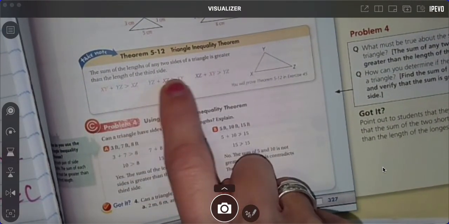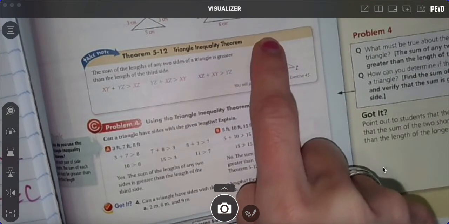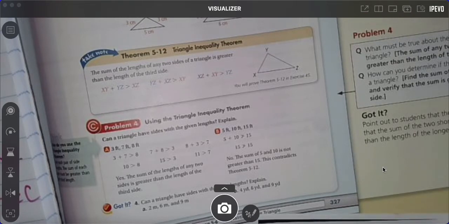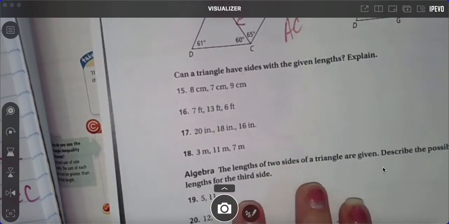It's a whole lot of information, but it just means no matter which two sides I pick, if I add them together, they always have to be bigger than the other side because you've combined two things together. Okay? So that's what we're going to have to do. We're going to have to do this 3 times. I'm going to have to group my numbers 3 times.